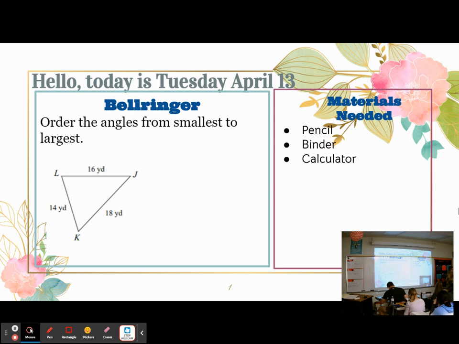And also with your progress reports, if you get them signed and brought back by Friday, you get 5 bonus points. If you have below a 70% for the quarter, you have to get it signed and brought back by Friday.